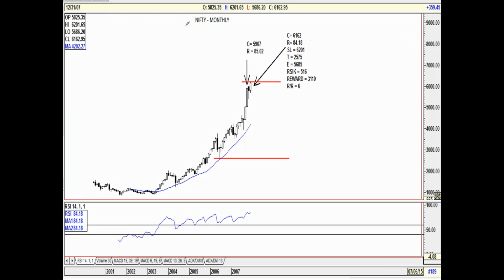This is Nifty monthly chart. The close here is 5907 and the close here is 6162. RSI is 85.02, RSI is 84.18. There is a bearish divergence in the Nifty monthly chart. Stop loss is 6201 and the target is 2575. 6201 to 2575.